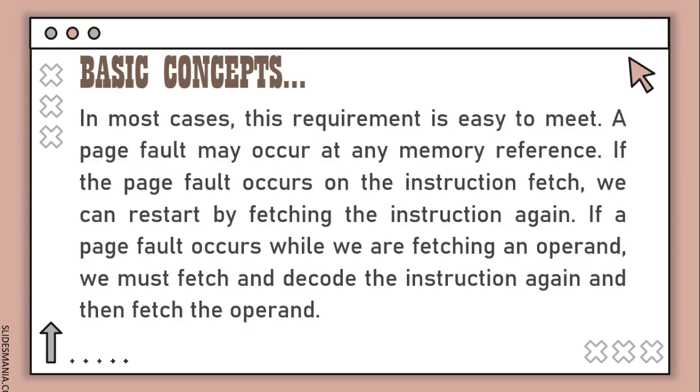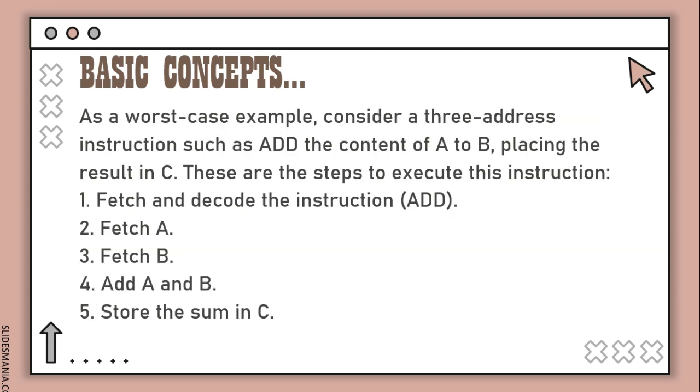In most cases, this requirement is easy to meet. A page fault may occur at any memory reference. If the page fault occurs on the instruction fetch, we can restart by fetching the instruction again. If a page fault occurs while we're fetching an operand, we must fetch and decode the instruction again and then fetch the operand. As a worst-case example, consider a 3-address instruction such as ADD the content of A to B, placing the result in C.